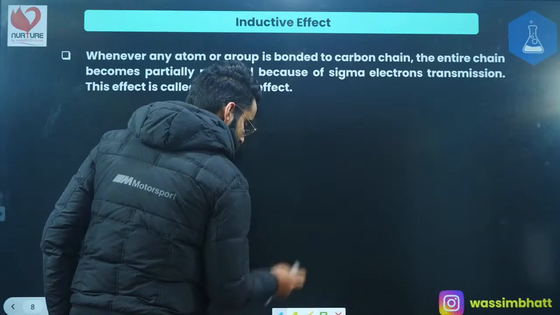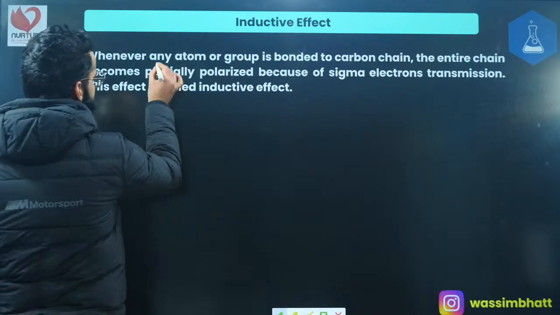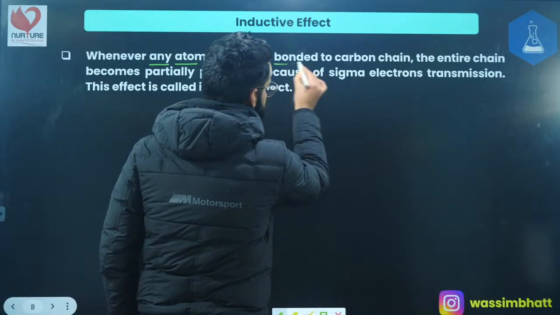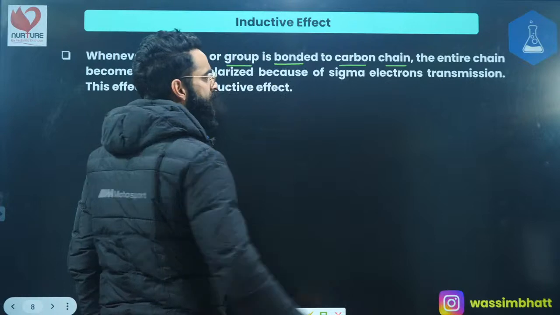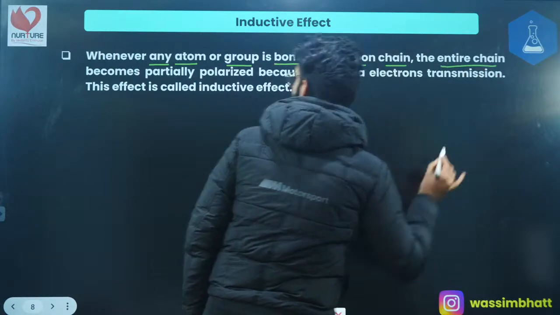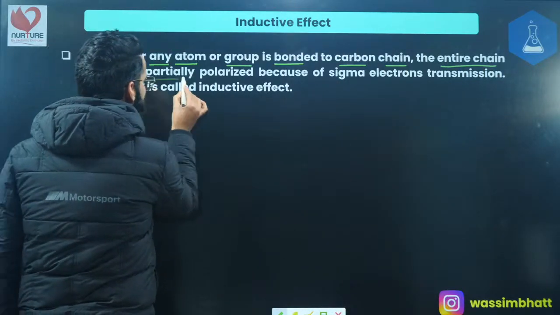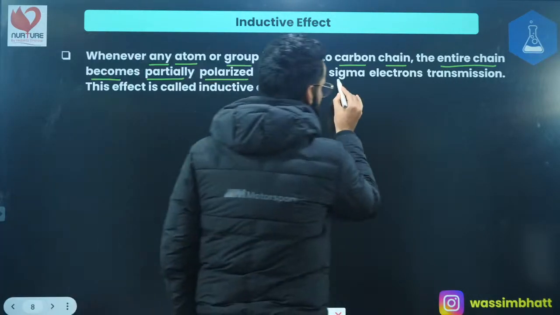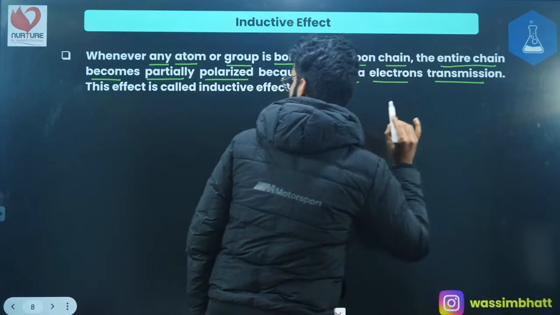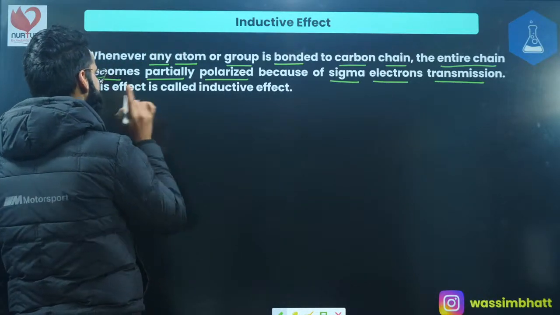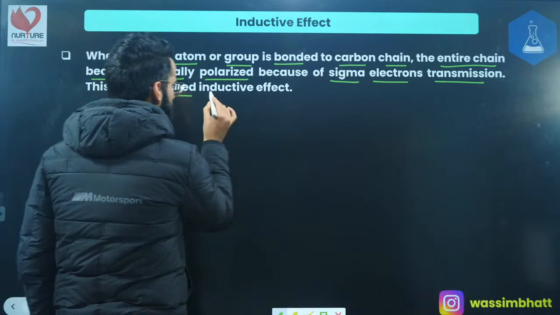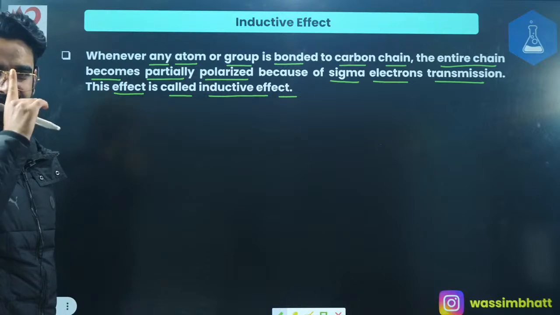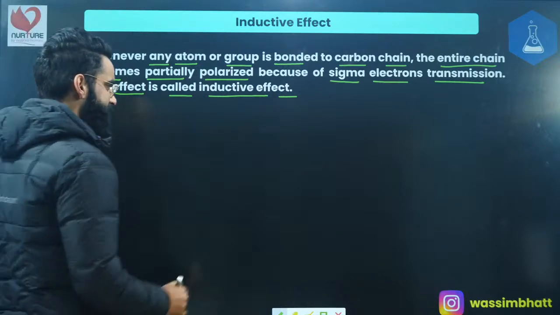See guys, whenever any atom or group of atoms is bonded to a carbon chain, the entire carbon chain becomes partially polarized. The entire chain becomes partially polarized because of sigma electron transmission, and this effect of sigma electron transmission is what we call the inductive effect. Now the point is, what is meant by this? Have a look. Let's try to understand this.